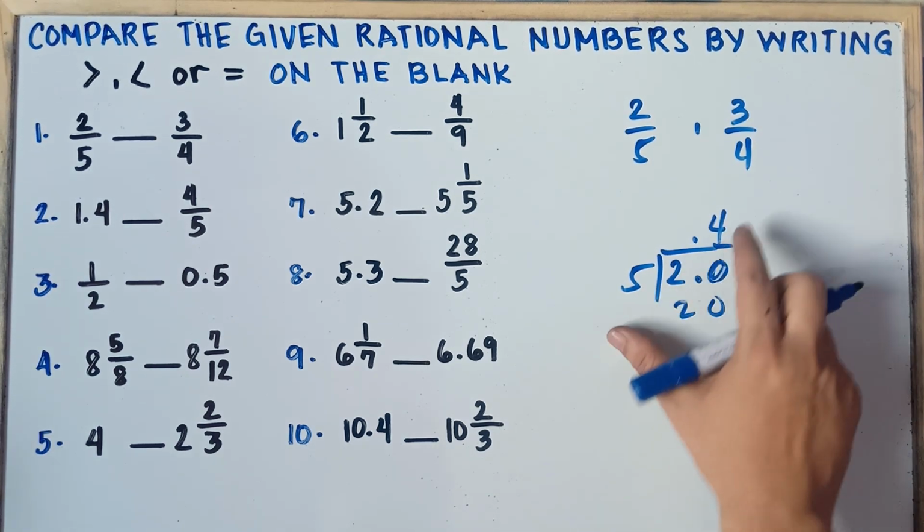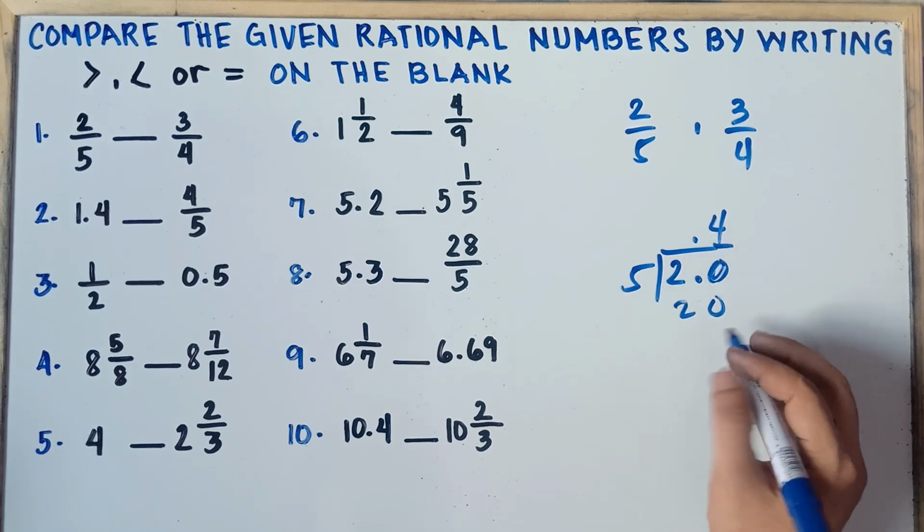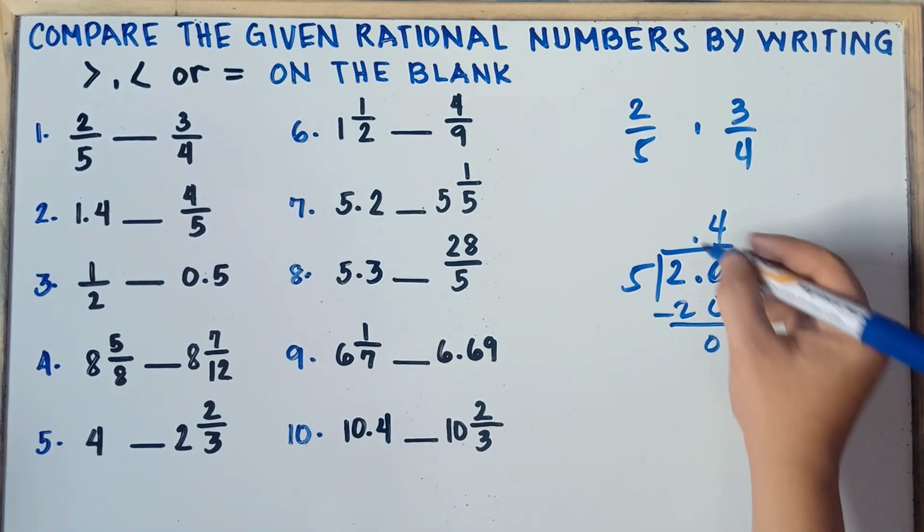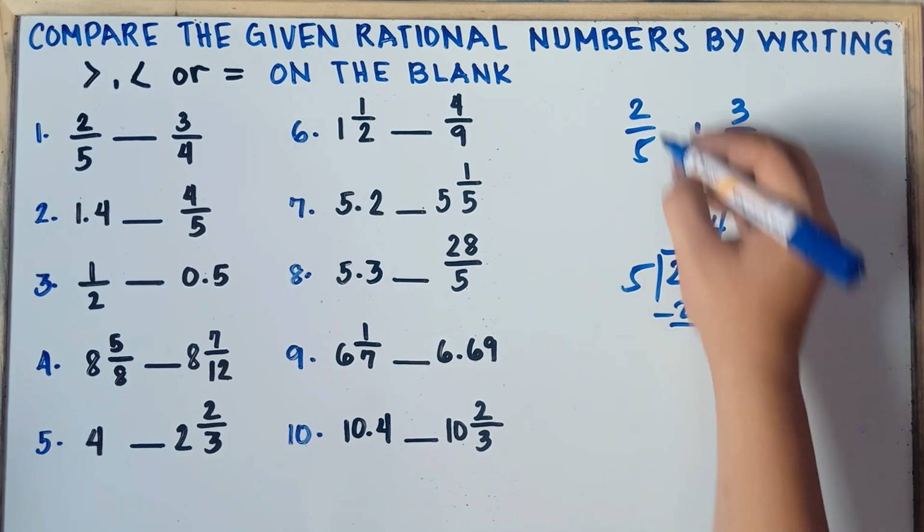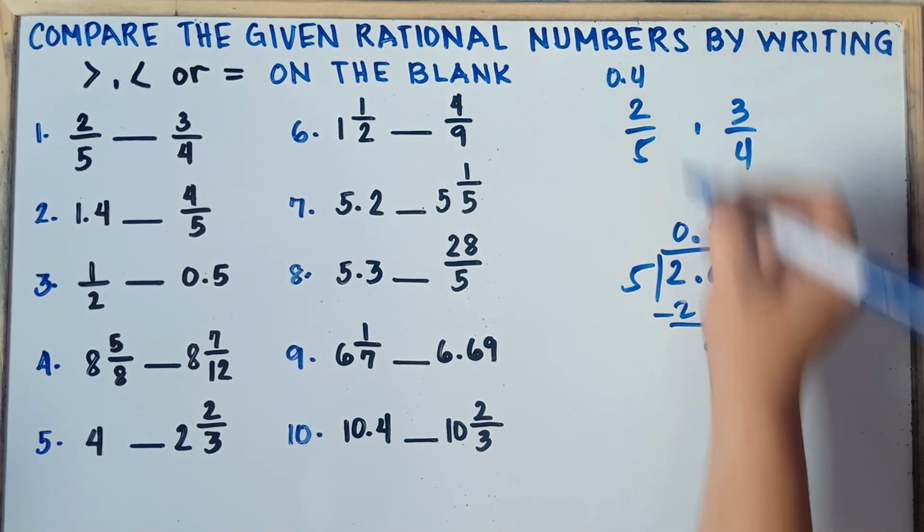20 divided by 5, that's 4. 4 times 5, that's 20. Subtract, that is 0. So this will be 0.4. So 2 over 5 is 0.4.